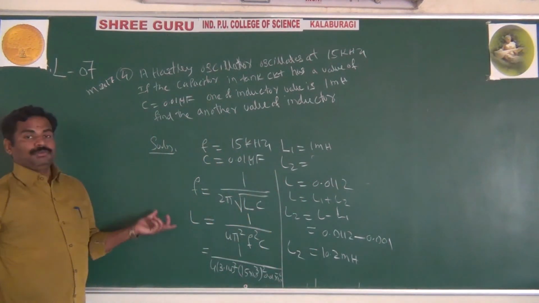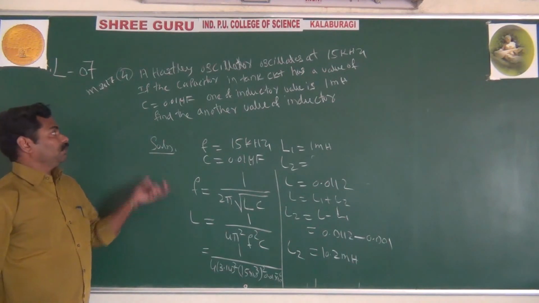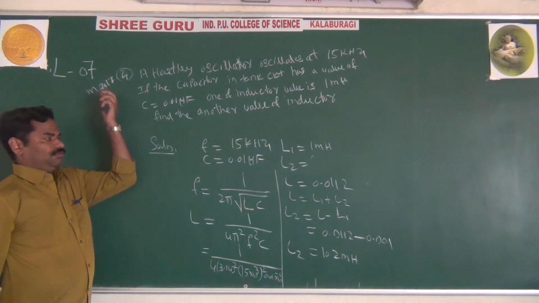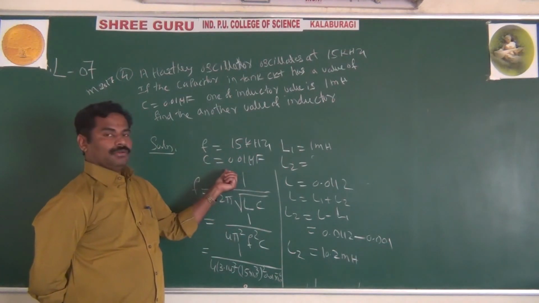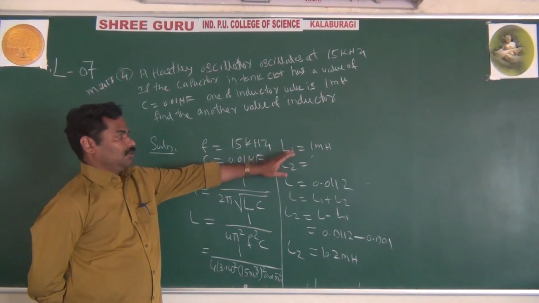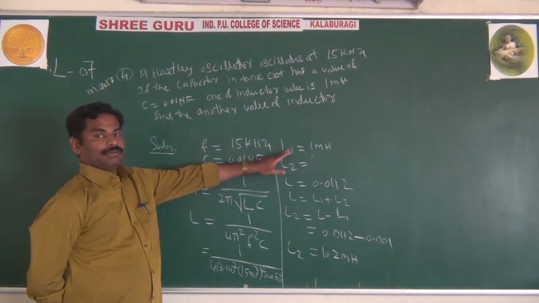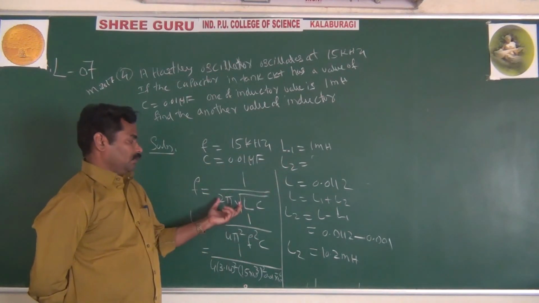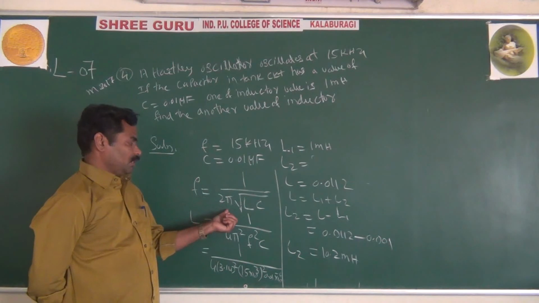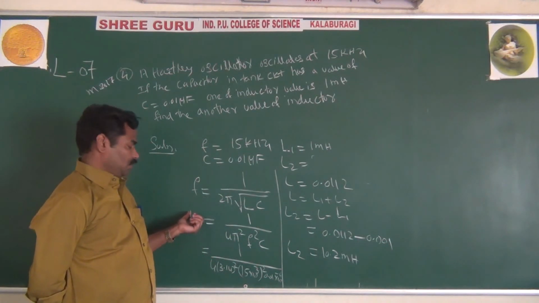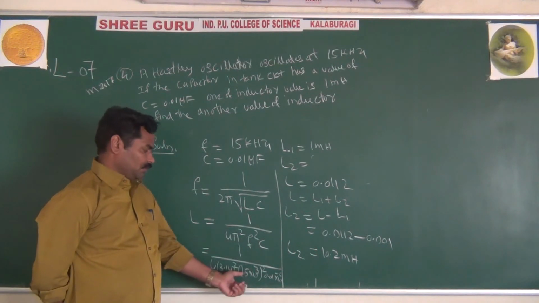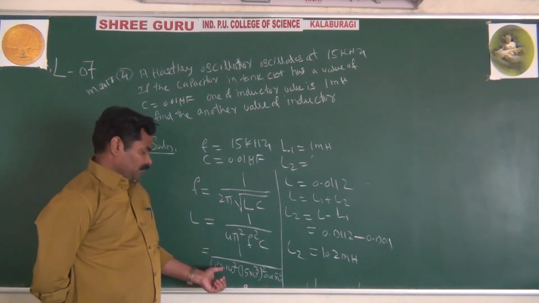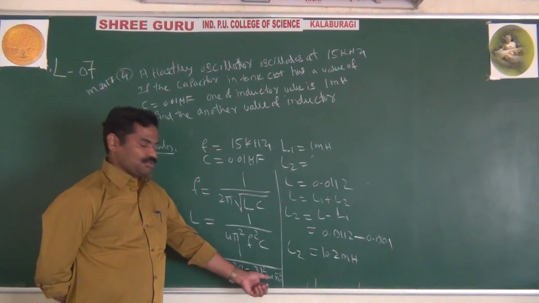This is about one important problem they asked in your 2007. Very simple. They are given the frequency and the same value, but of the two inductors, they give only one inductor. You have to put in another inductor, using the same formula. Here you square it, and we get L equal to 1 divided by 4 pi square f square C, and you substitute the pi value, frequency, and also the C value.